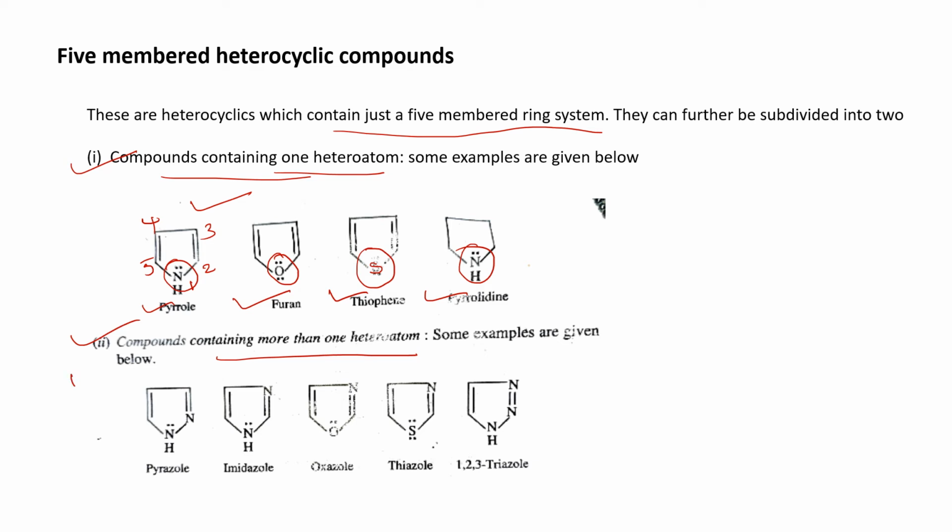That is the second case. Here, the examples are pyrazole, imidazole, oxazole, thiazole, 1, 2, 3-triazole. In the case of pyrazole, there are 2 nitrogens, and in the case of imidazole, again 2 nitrogens. In the case of oxazole, there is oxygen and nitrogen. In the case of thiazole, there is sulfur and nitrogen. In the case of 1, 2, 3-triazole, there are 3 nitrogens present.